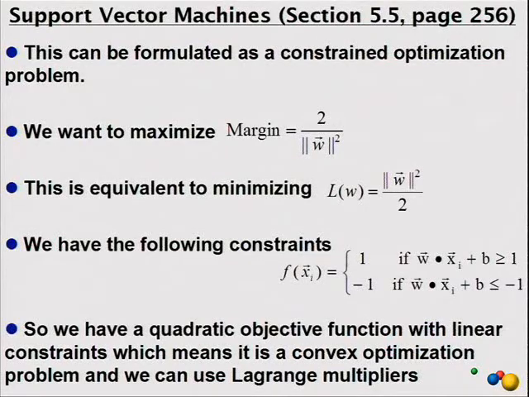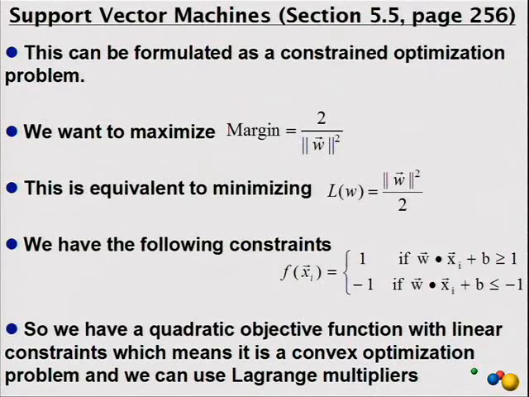If you're on the other side, your dot product plus b has to be less than or equal to -1. So we have a quadratic objective function with linear constraints. So we're doing convex optimization, and we can use Lagrange multipliers, and you can sort of turn the crank, and you can solve this problem, right? Quadratic criterion with linear constraints. So no problem for optimization.